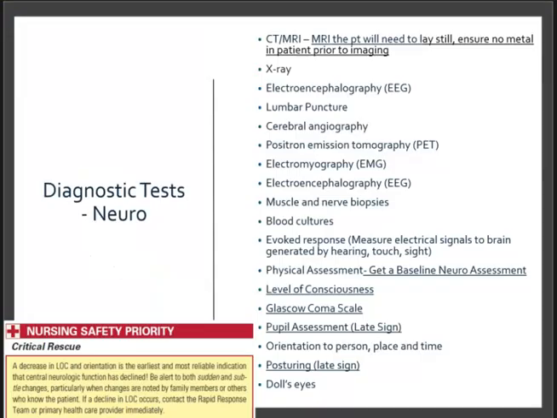So what are our diagnostic tests for neuro disorders? The big ones are going to be your CT or MRI. That gives us a good visualization. If it's with contrast, we can actually see the blood flow going through the brain. Ultimately, if the patient's having an MRI, you have to instruct them that they have to lay really still. There are great machines now that do not require you to be in that long tube that makes you feel claustrophobic.